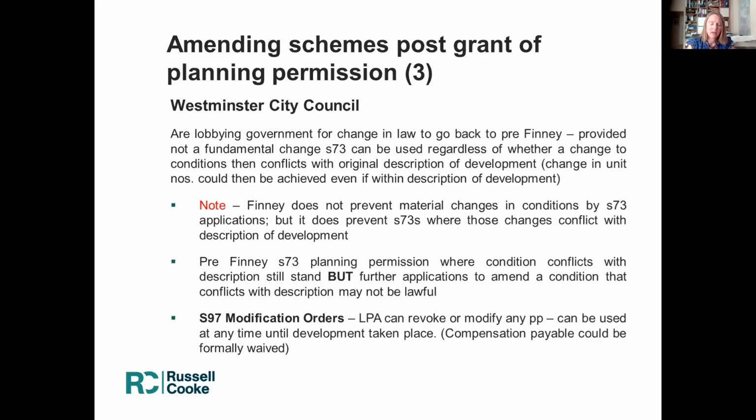One other thought that we've had and been discussing with our clients is, if 96A can't be used, whether Section 97 of the Town and Country Planning Act can be used. These are modification orders. They give power for the local authority to revoke or modify any planning permission and can be used at any time until the development has taken place. Compensation would usually be payable, but in these circumstances that could formally be waived.